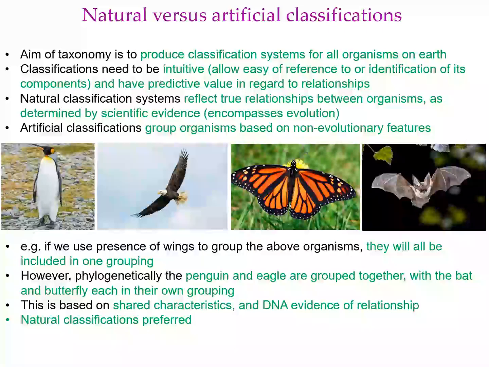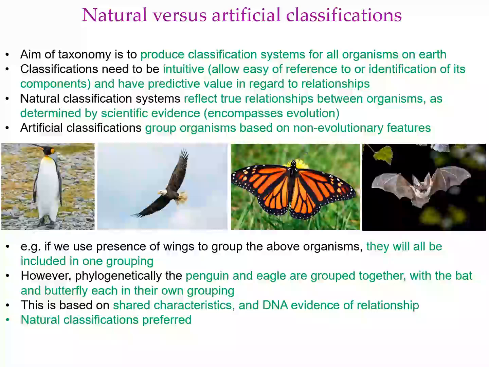So before we move on to talk about the actual classification, I just want to touch on what natural versus artificial classifications are, and also how we work as taxonomists in order to change classifications. Because I feel sometimes people think we sit in our offices or in the herbarium and one day just decide, oh, I'm bored, let's change the name of whatever group. And that's not at all what we do.